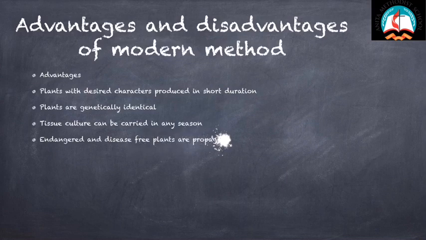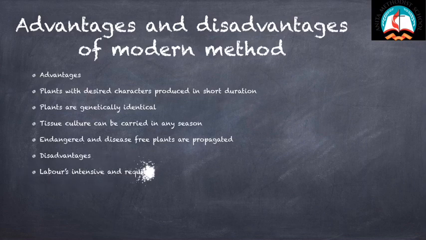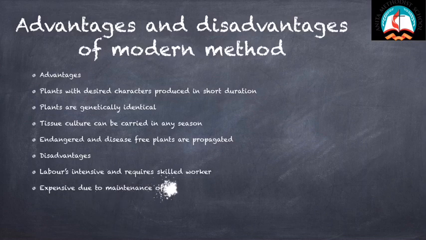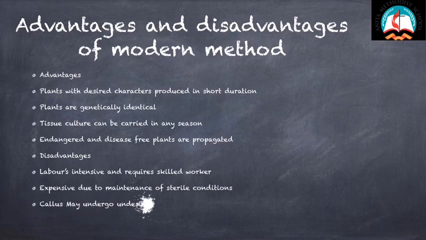Some of the disadvantages are that it is labor intensive and requires skilled workers. It needs a large number of laborers and skilled workers also. It is expensive due to the maintenance of sterile conditions, because we need to maintain sterile conditions for a long time. Finally, the callus may undergo undesirable changes. We can't predict what kind of change happens to the callus. Sometimes it might undergo undesirable changes. These are some of the advantages and disadvantages of the modern method.